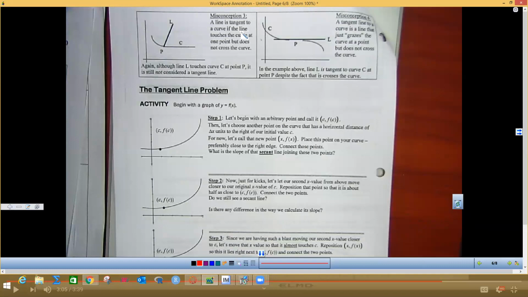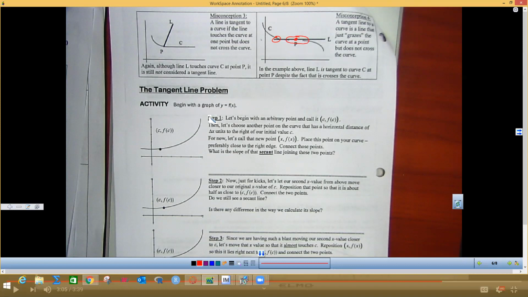Up here again, a line touches a curve once but does not cross the curve. So this is not a tangent line because it wouldn't be a line, it'd be a segment, okay? It's still not a tangent line because it's not at the same slope as the curve is sloping. And then another tangent line myth is that a tangent to a curve is a line that just grazes the curve at a point but does not cross the curve. Again, if you look right here, this thing's crossing, but we're more worried about just this part of the tangent where the slope of the tangent will equal the slope of the curve.